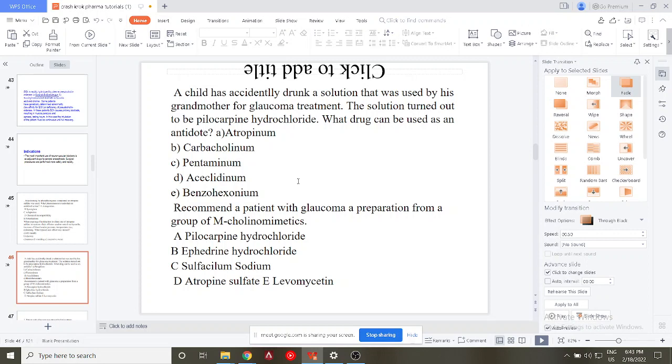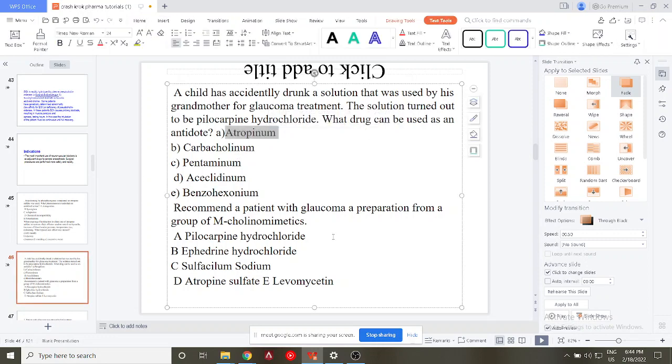Guys, let's hurry up. Are you shy? A patient has accidentally drunk a solution that was used by his grandmother for glaucoma treatment. The solution turned out to be pilocarpine hydrochloride. What drug can be used as an antidote? Is it atropine? Yes, that's correct. So pilocarpine is a cholinergic drug, so the treatment is going to be an anticholinergic drug, and atropine is an anticholinergic drug. Okay, next question.